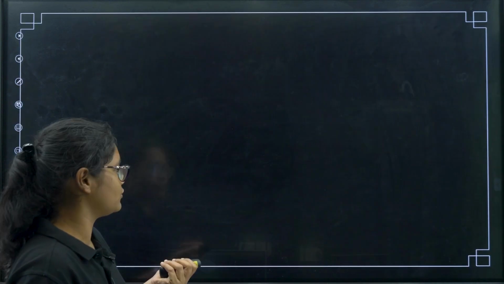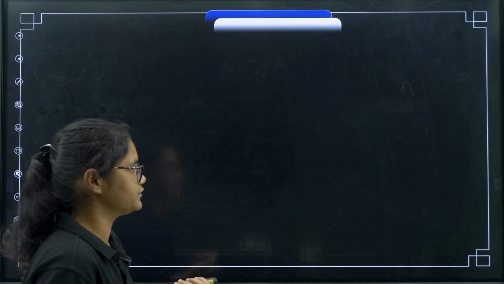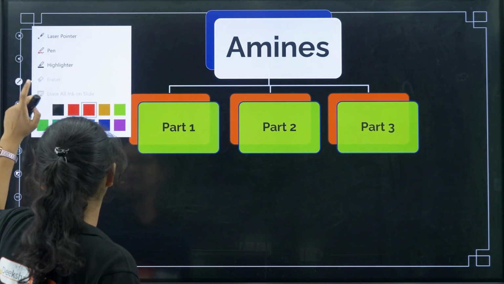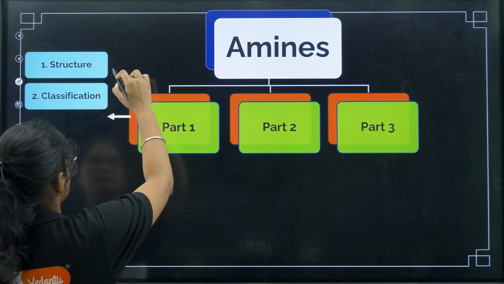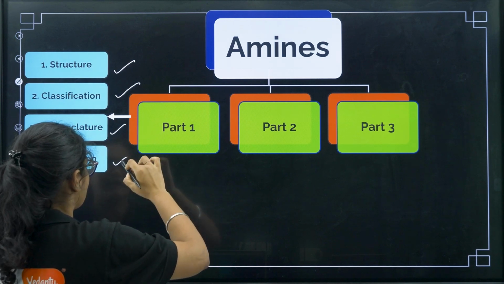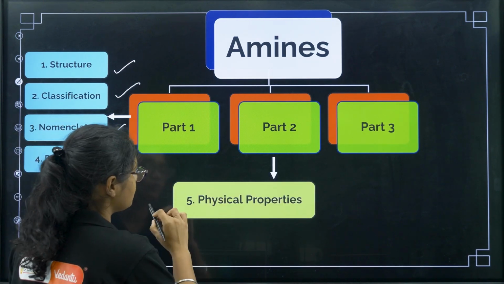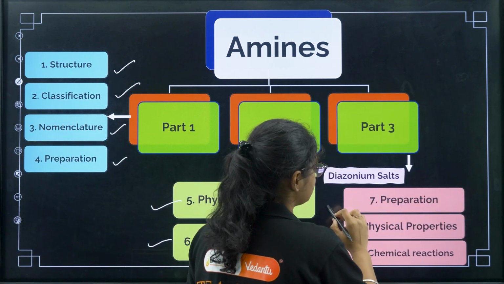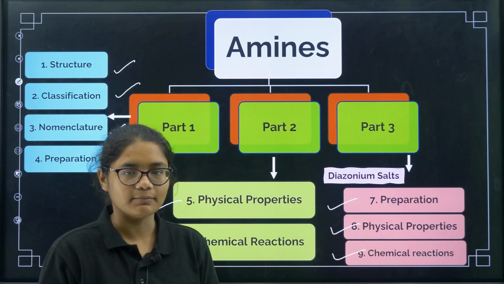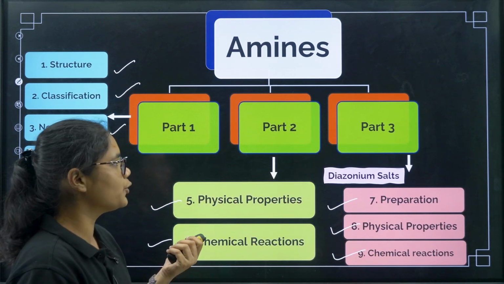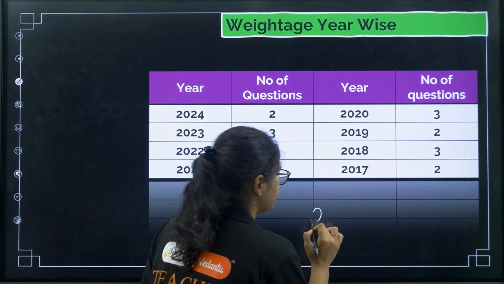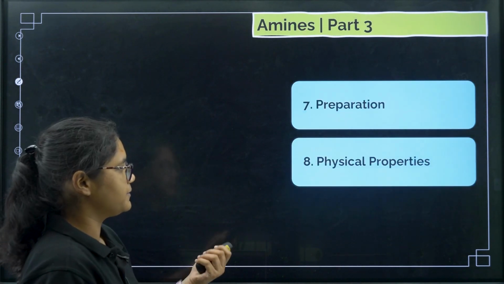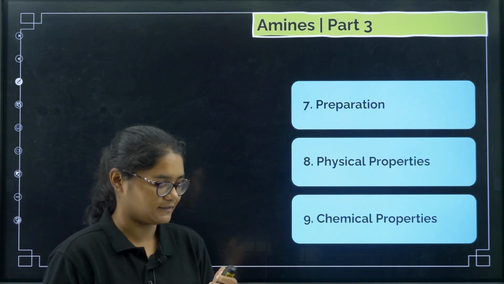Let's get started. In today's class, as I told you, we'll be discussing diazonium salts. You might have remembered by now, in every class we do this. With three parts we have done this chapter. In the first part we discussed structure, classification, nomenclature and preparation. In part 2, we discussed physical properties and chemical reactions, and in today's class, part 3, we'll be talking about diazonium salts, their preparation, physical properties and chemical reactions. Year wise weightage, you can easily expect 2 to 3 questions from this chapter.